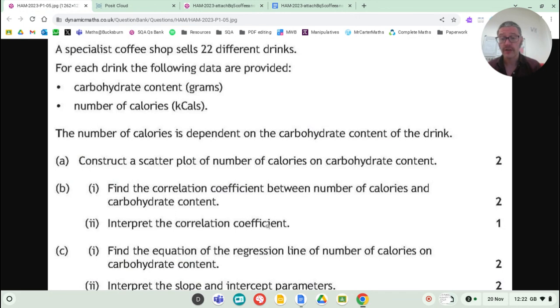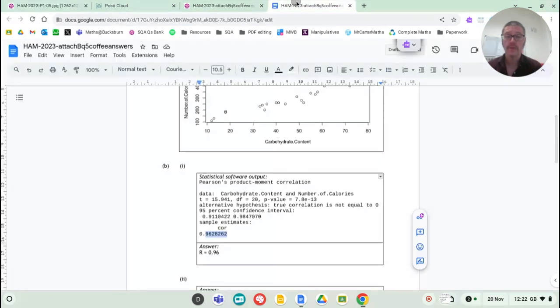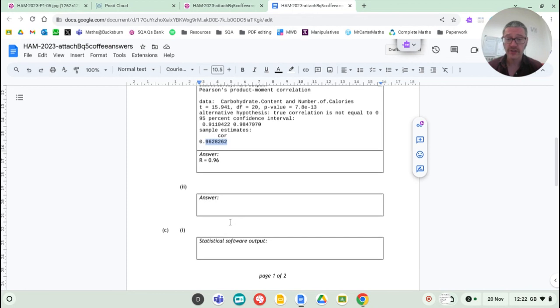Interpret the correlation coefficient. So we've got a value really close to +1. So we have got a strong positive linear relationship. And that's for 1 mark. You need to mention it's positive and linear, and I would assume they would want strong as well. Just knowing that that's fairly close to 1. Anything above 0.75, we would say strong.